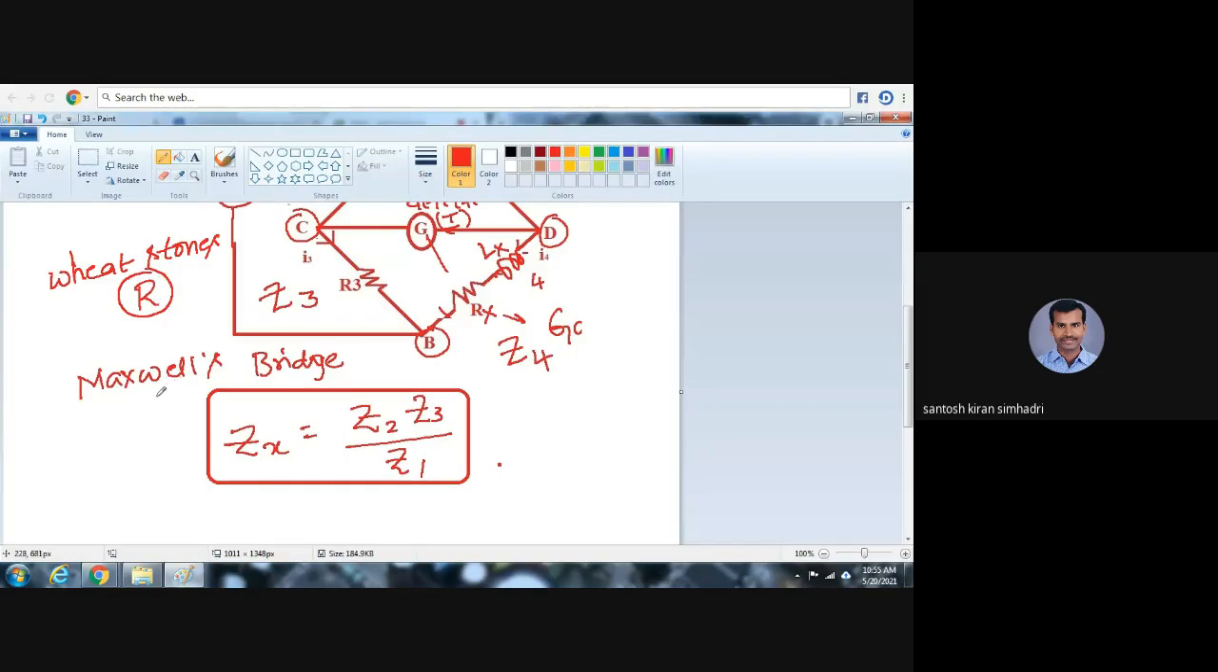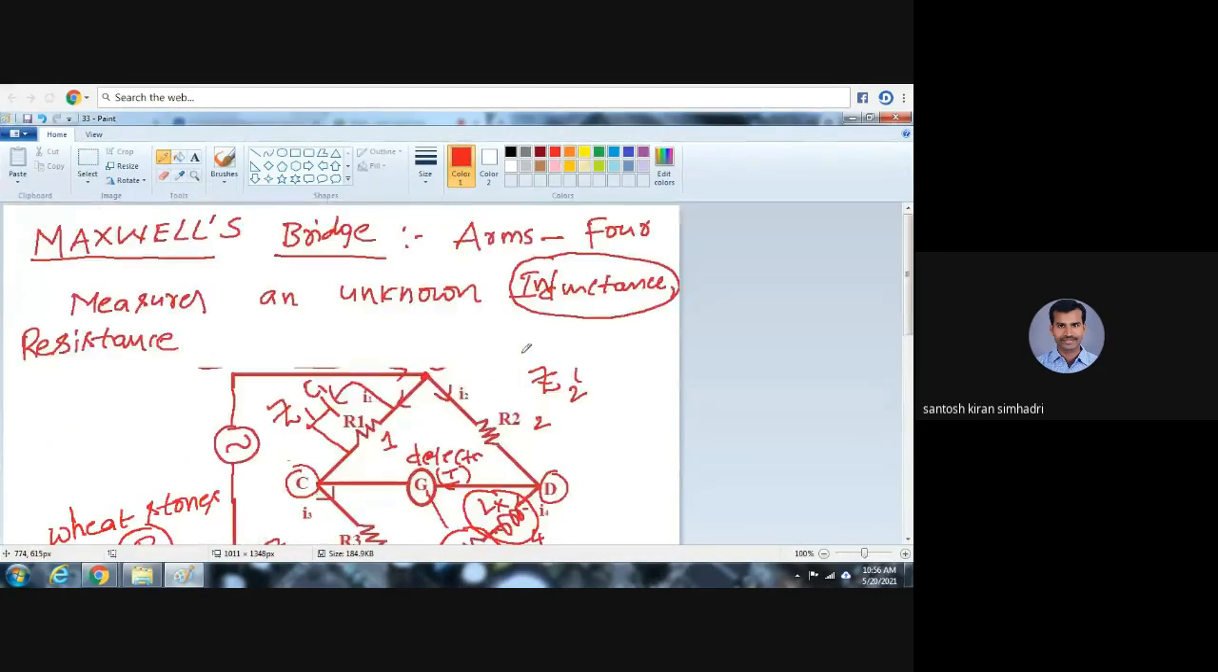Coming to Maxwell's bridge, it is used to determine an unknown inductance value, with respect to resistance also. Actually, this is an extension of the Wheatstone bridge. So with the help of this Maxwell's bridge, we measure an unknown inductance with respect to resistance also.